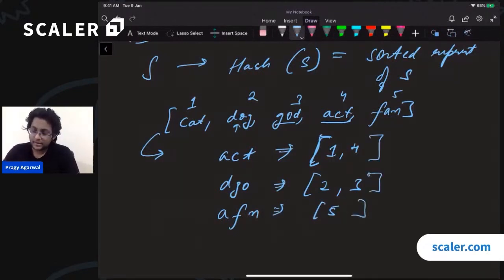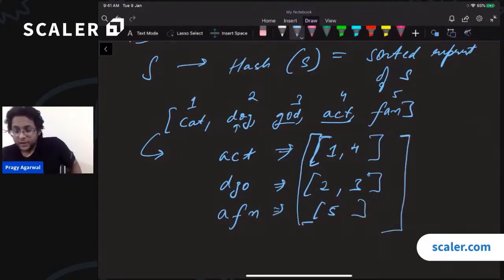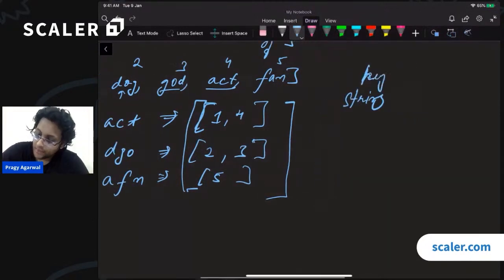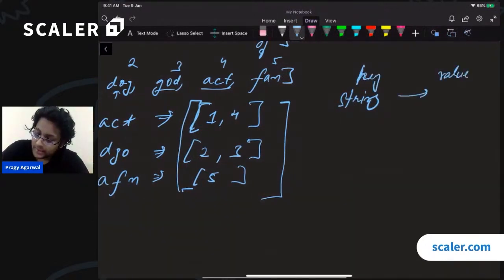Do you guys agree? This is the final answer. So what we can do is sort each string and store it in a chain hash map. This hash map stores a string as the key, and the corresponding value is a list of indices, a list of integers.